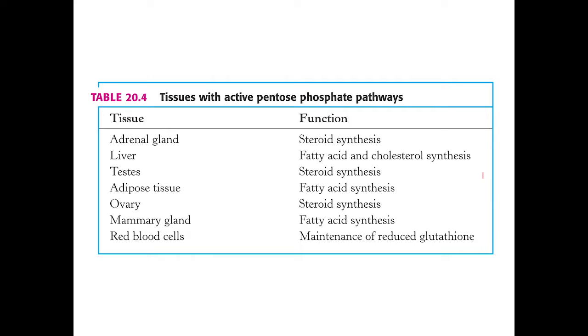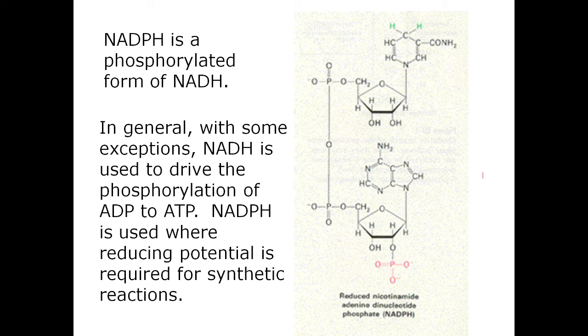The liver is there. In the liver, fatty acid synthesis and cholesterol synthesis happen. In testes, there is steroid synthesis. In adipose tissue, there is fatty acid synthesis. In ovary, there is steroid synthesis. In mammary gland, there is fatty acid synthesis. Red blood cells need the maintenance of reduced glutathione. For this purpose, the pentose phosphate pathway is more active in the adrenal gland, liver, testes, adipose tissue, ovary, mammary gland, and red blood cells. These are the locations where this pathway is more active.